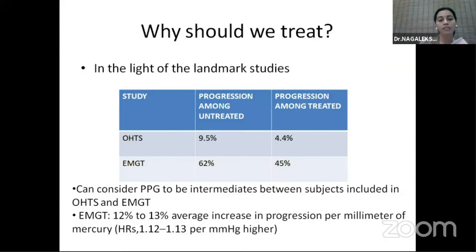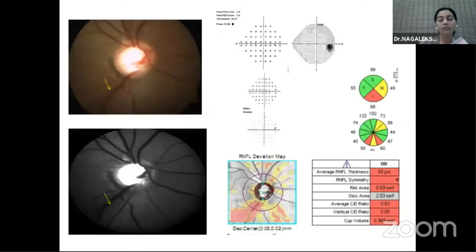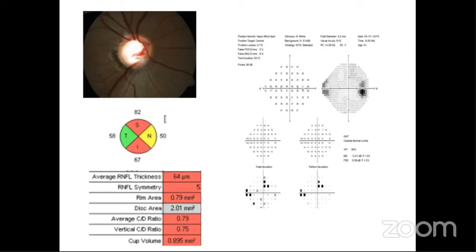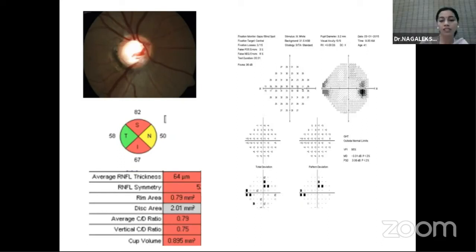Also, our landmark studies have always shown that progression was higher in the untreated group compared to the treated group. EMGT in fact says that about 12 to 13% average increase in progression happens per millimeter of mercury increase. Putting this in clinical perspective, a 43-year-old gentleman came to our OPD with a baseline of about 22 millimeters of mercury and pre-perimetric disease. He was lost to follow up, and came back about 2.5 years later with perimetric disease with paracentral as well as nasal defects. Considering that in another 15 years he will develop advanced disease, he will be only 58. So starting treatment early is very important.